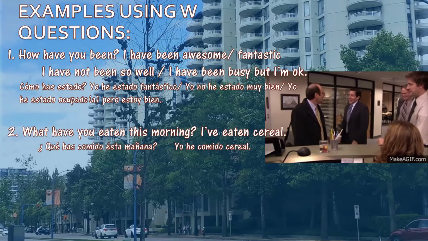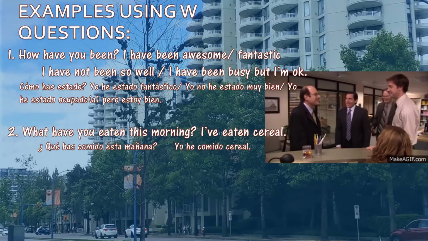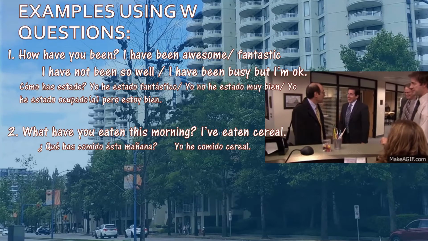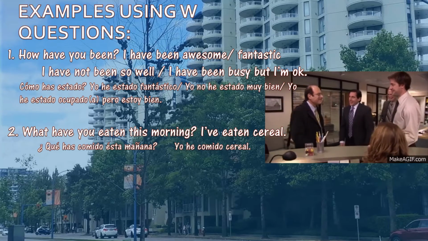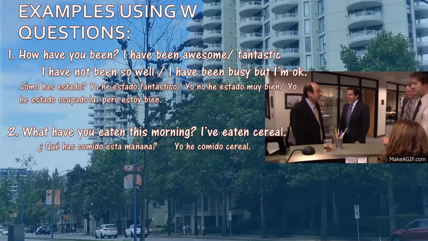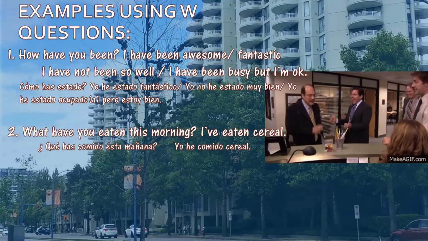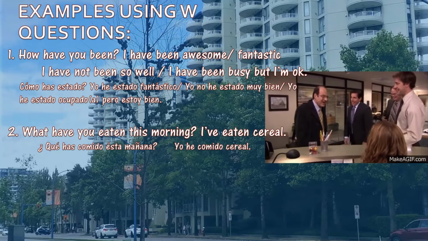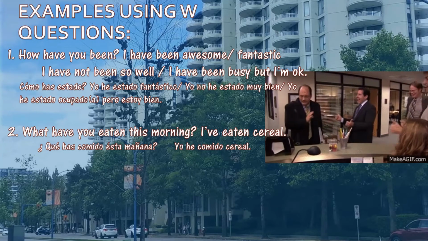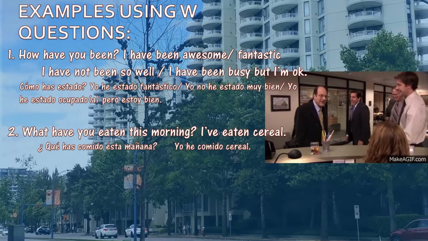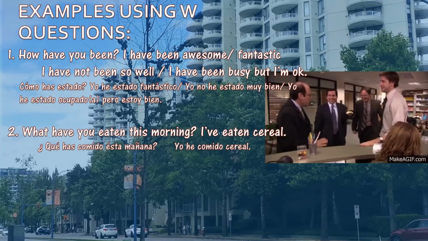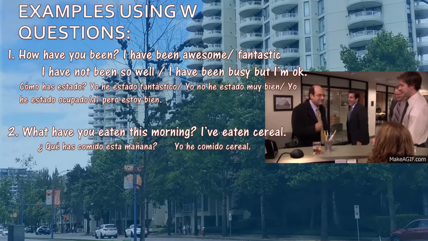Number 2, what have you eaten this morning? You can answer, I have eaten cereal. The contraction is I've eaten cereal. And if you also want to say it in negative, you can say, I haven't eaten anything. Or in a contraction, I haven't. I've not eaten cereal, or something like that.